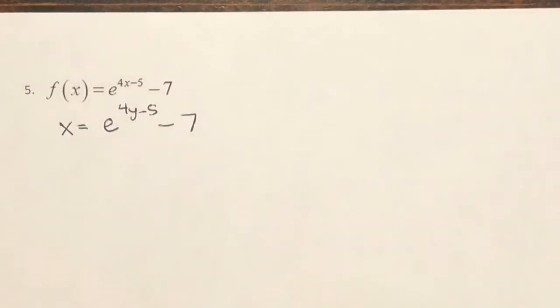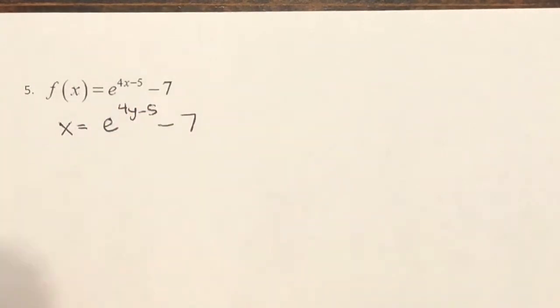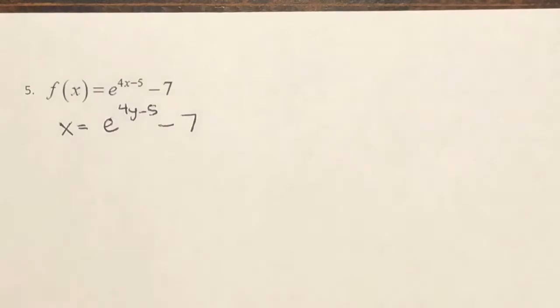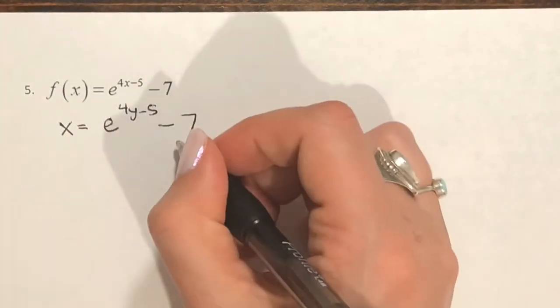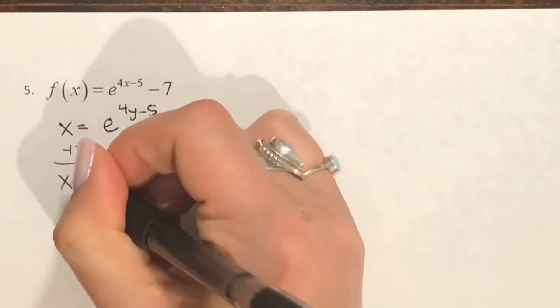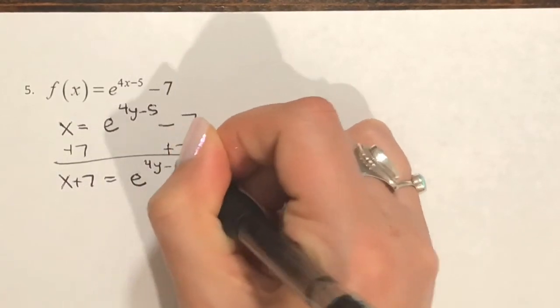Just be careful as you're writing these problems out that you're making it clear that this is an exponent and that this minus 7 is not a part of that exponent. So just be careful with your handwriting. But first, we're just trying to isolate the y. So let's get rid of this minus 7 by adding 7. And we have x plus 7 equals e to the 4y minus 5.